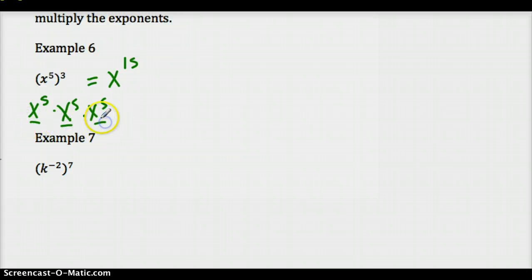By the same base, you add the exponents. So 5 plus 5 plus 5 would be 15 as well. But you should know that multiplication is just repeated addition. So when I add these, it's the same thing as multiplying 5 times 3. With my k, that would be k to the negative 14th because it's a power to a power, so you multiply the exponents.